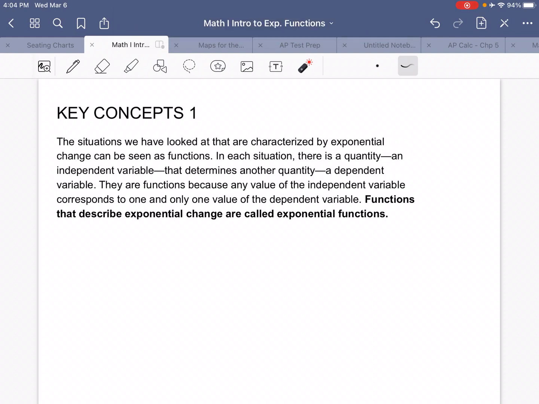Lesson 8, Exponential Situations as Functions. The situations we've looked at that are characterized by exponential change can be seen as functions.